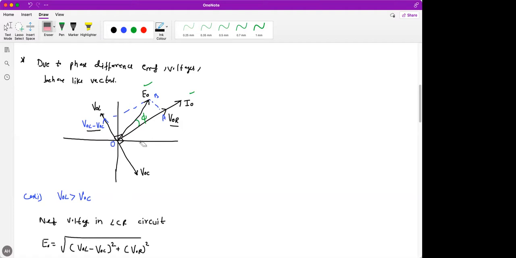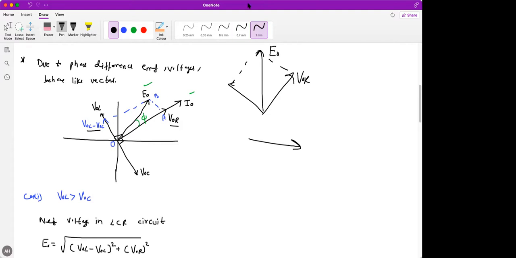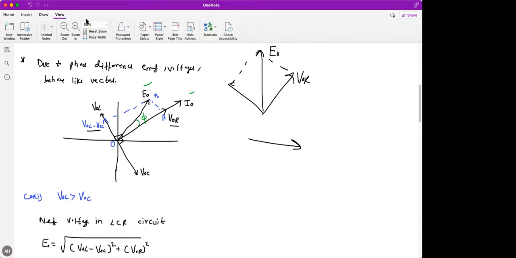Sir, what is this OB? OB is the net EMF, the total voltage. Like if you have 3 voltages here, V naught R, V naught L, V naught C, the sum of all is this OB, which is E naught, the net EMF. So what I do here is I draw a parallelogram. This is V naught R. I take another side, then I complete the parallelogram. And this is the diagonal of the parallelogram, which is representing the total voltage. So due to phase, it's behaving like a vector. So the net EMF is like a resultant vector.